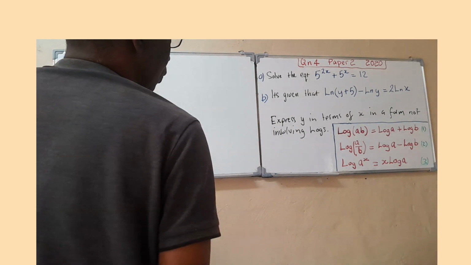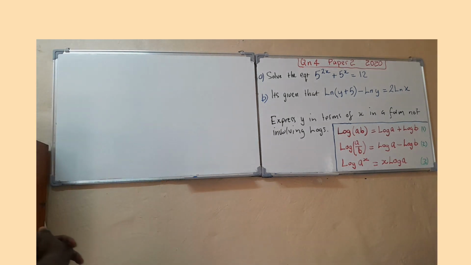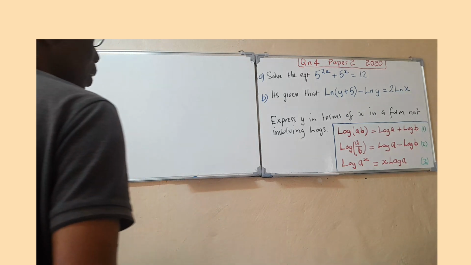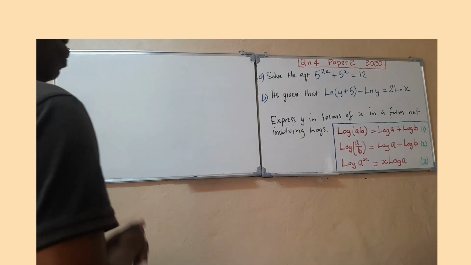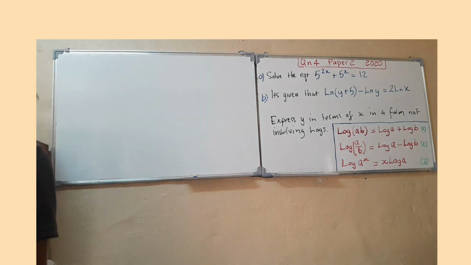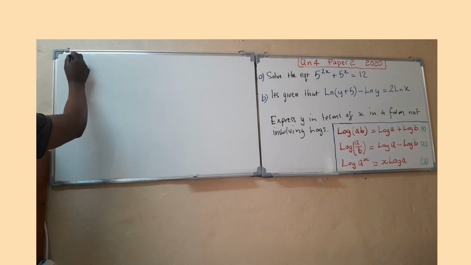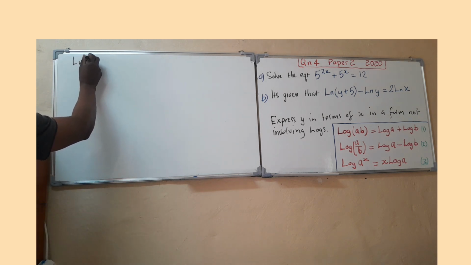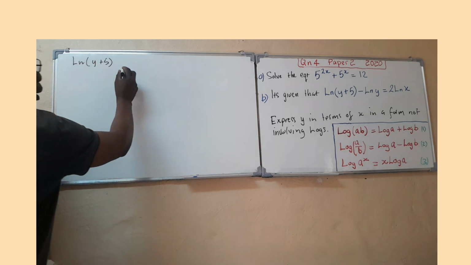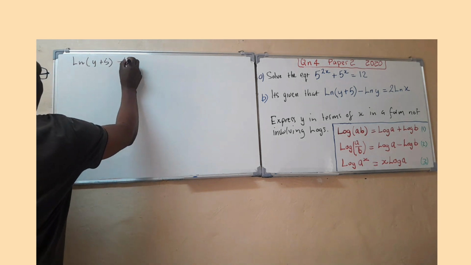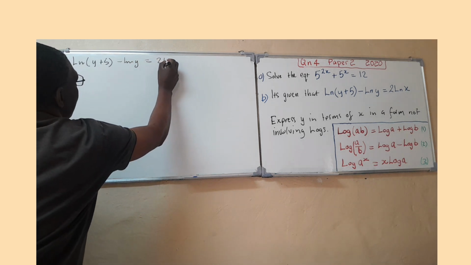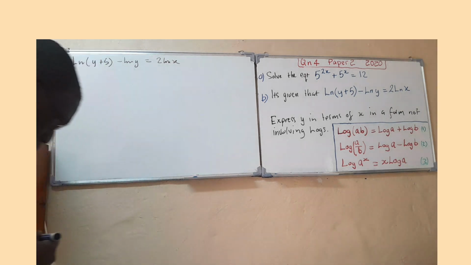So now the second question says it is given that ln brackets y plus 5 minus ln y is equal to 2 ln x. Express y in terms of x in a form not involving logarithms. Right, let's rewrite our thing as before. So it says ln y plus 5 minus ln y is equal to 2 ln x.